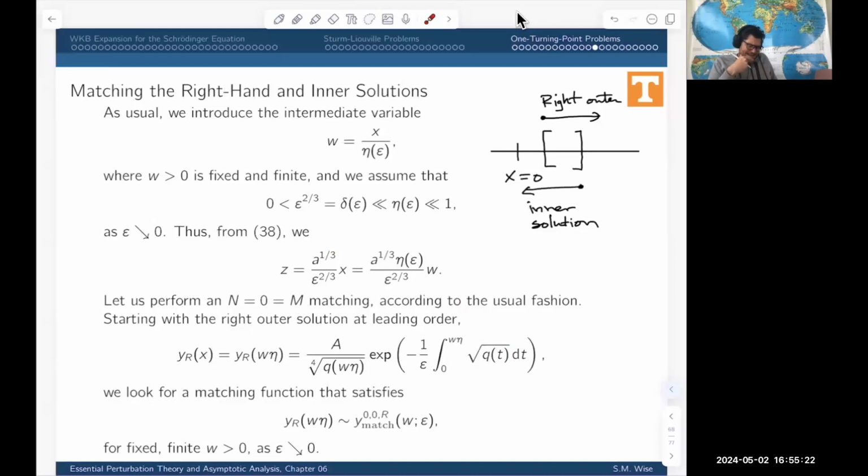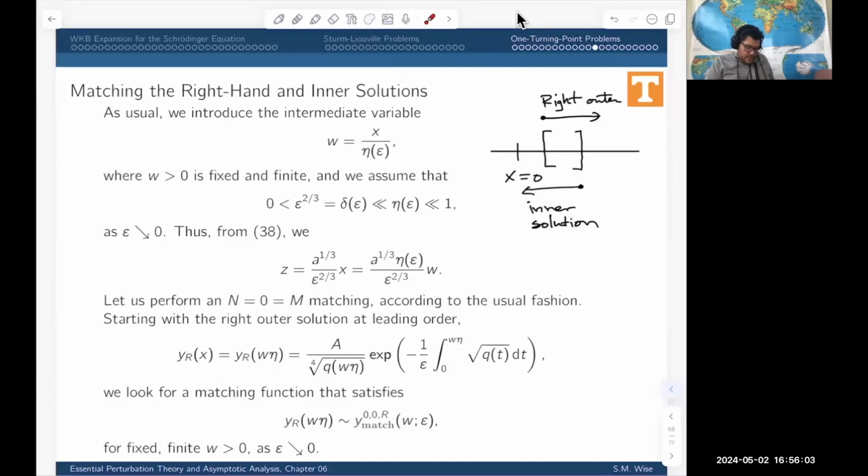So this is our intermediate variable, and now our inner or our stretch variable could be written in terms of that intermediate variable as well. And we do the usual sort of procedure. We're going to write the inner and outer solution only in the W variable. So that gives us an expression for both of them in this intermediate or overlapping domain, and then we use our usual procedure to find out what is the matching function.